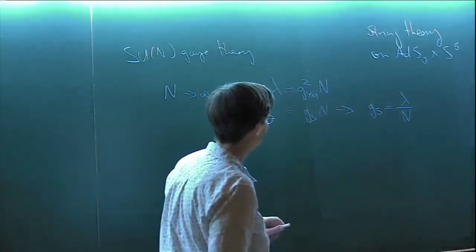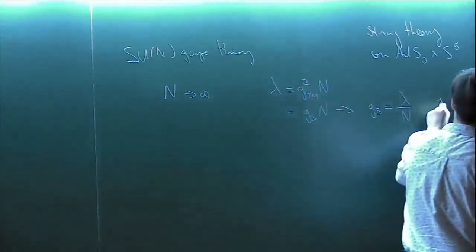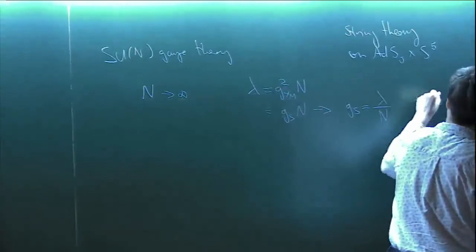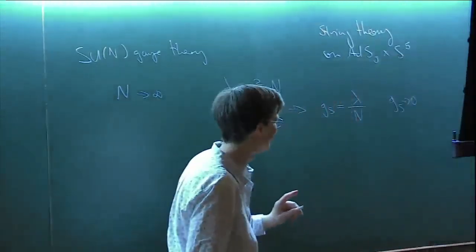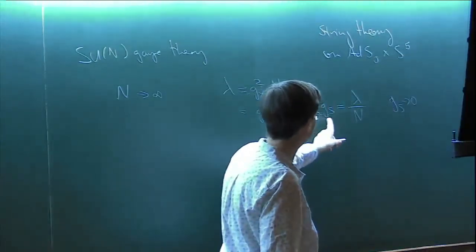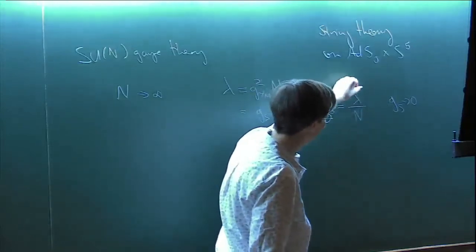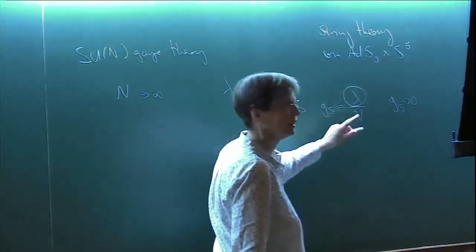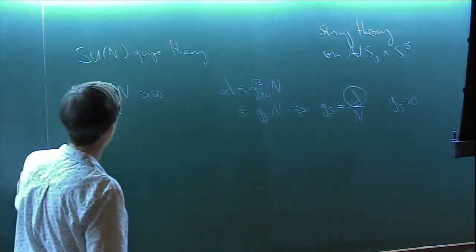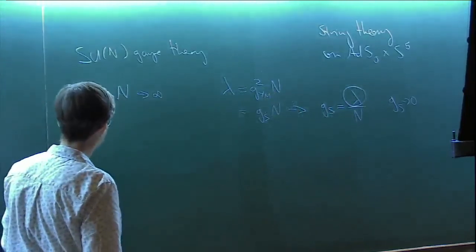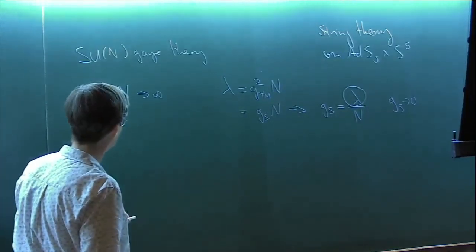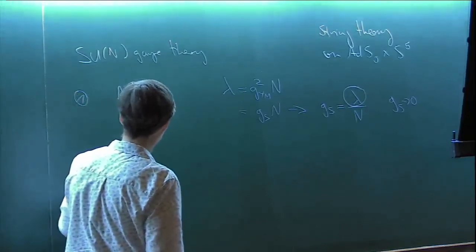And this means now, since I want to take the limit g_s to 0, because I can't write a partition function with this theory, then if g_s goes to 0, and this lambda I want to make large and fixed, then obviously N has to go to infinity. So that's limit number 1. And then limit number 2 is that I take lambda to be large.